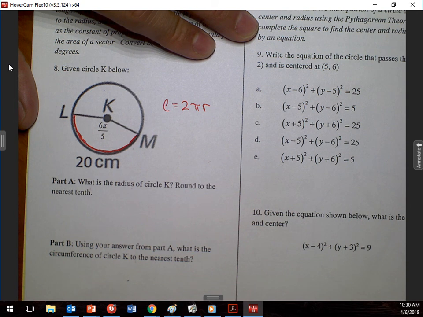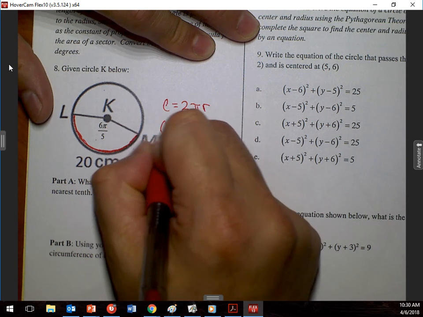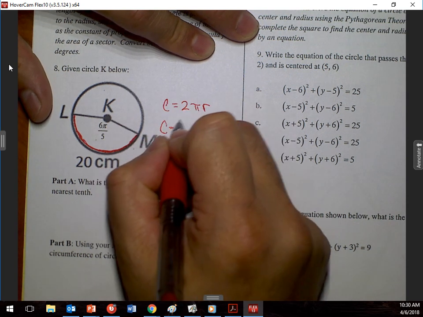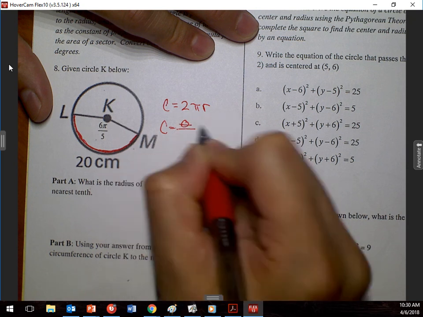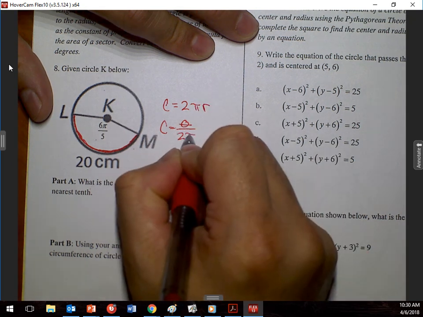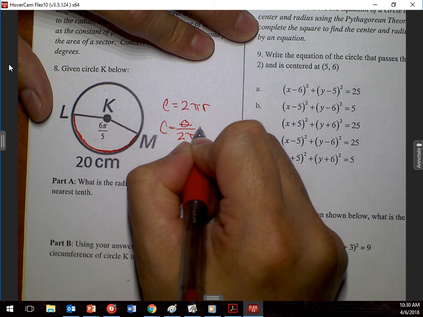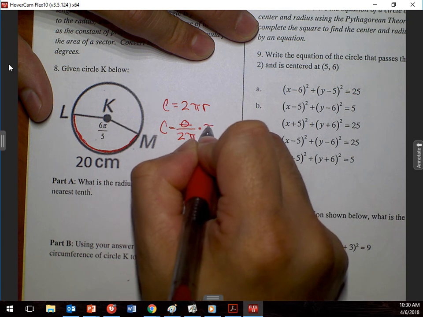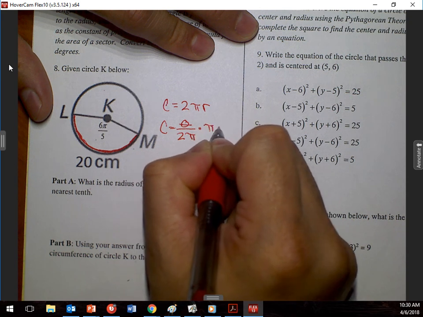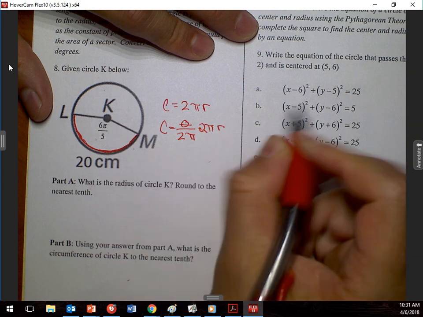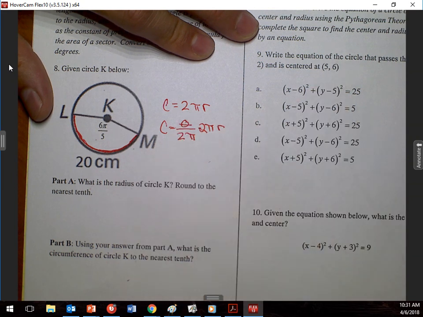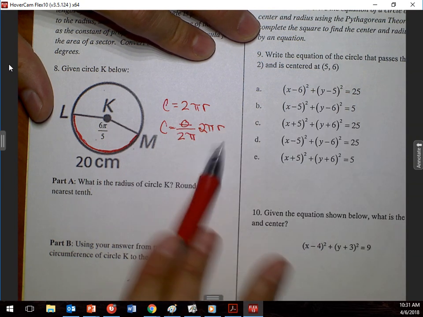Okay, and for this one right here, for the sector, it would look like this. C is equal to theta, whatever my angle is, divided by 2 pi, times 2 pi r. I'm missing a 2 right here. Because we're looking at our fraction of this, our fraction of the whole circle.